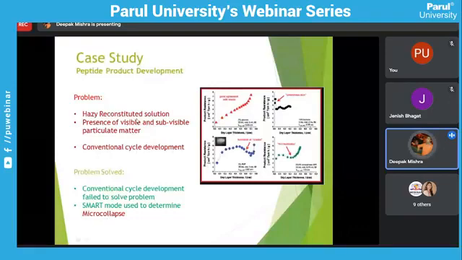So, a hazy reconstituted solution and the presence of visible and subvisible particulate matter. From a parenteral point of view, it is a very big problem if your product has particles or is hazy.